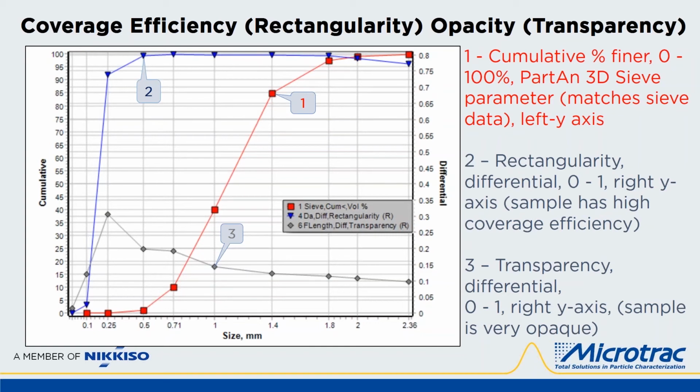Rectangularity on a scale of 0 to 1 is very high, above 0.8 across the distribution, indicating good coverage efficiency. Transparency is low on the scale, indicating pretty opaque particles in all size fractions, but becoming less opaque as they get smaller, which can be expected.